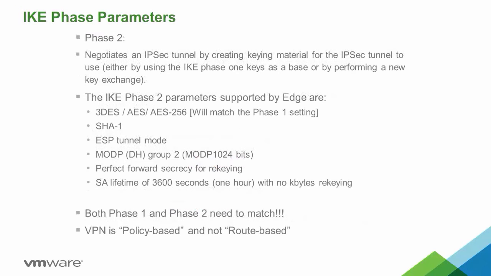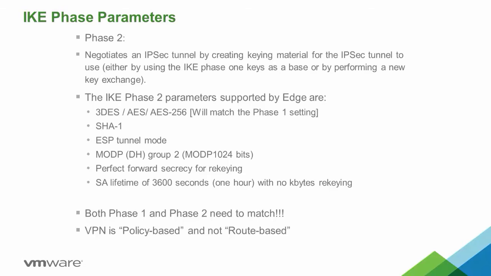So IKE phase 1 is concerned about the 2 peer firewalls talking to each other, but that's not really what we're concerned about here in the grand scheme of things. What we want is the networks that are protected by those firewalls to be able to talk to each other. And that's where IKE phase 2, the actual IPsec tunnel itself, comes into play. Now, we need to have phase 1 before we get to phase 2, so we still need to make sure the firewalls can talk to each other.